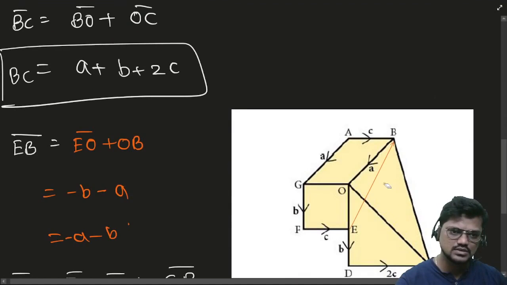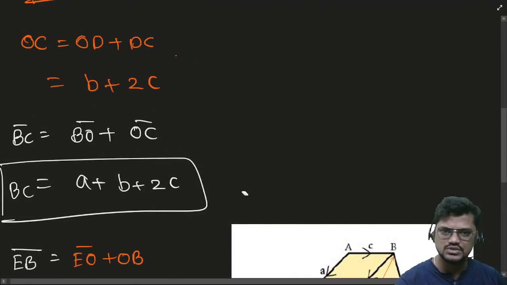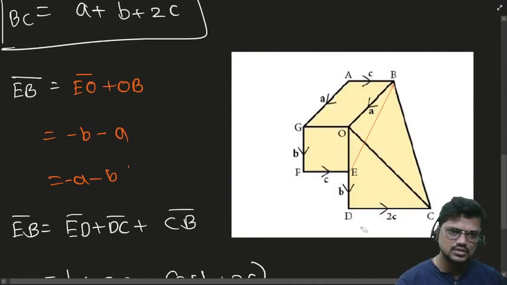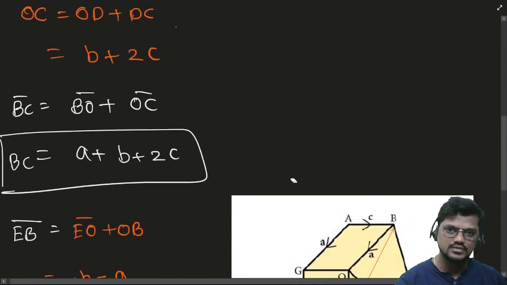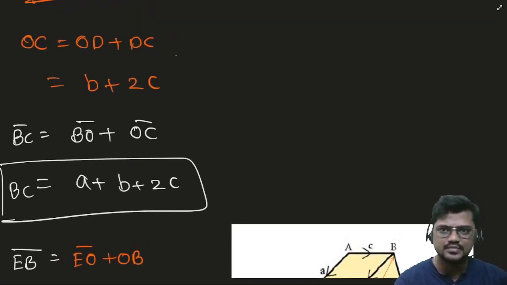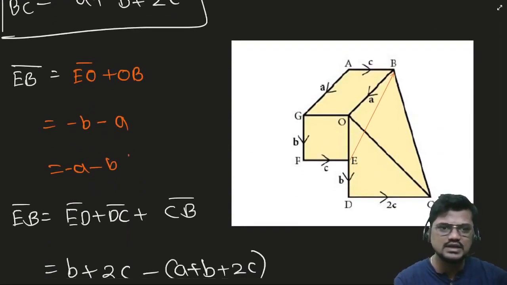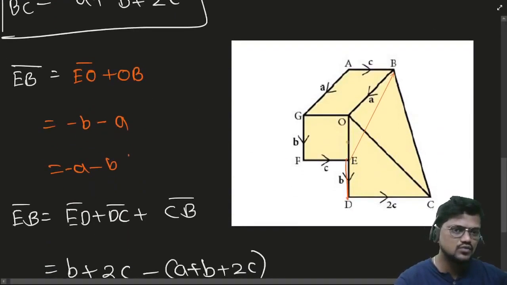BO plus OC, and A plus, yeah, wait, OC. What is the value of OC? How did we get OC? OC equals OD plus DC. Yeah, OD is 2B. Over here is the mistake. The value of OD should be 2B, no? Because ED is B. Then what will be OD? That will be twice of B, no?